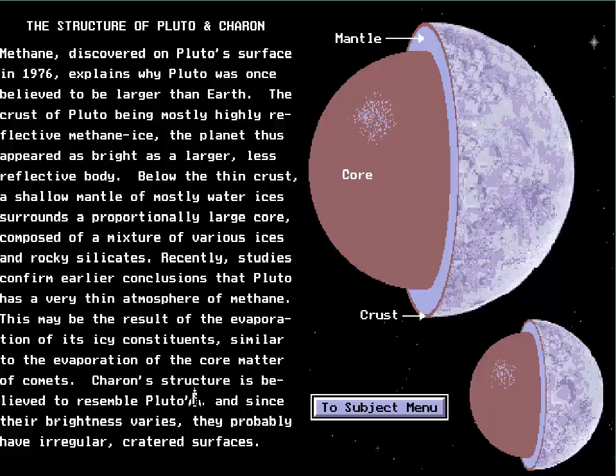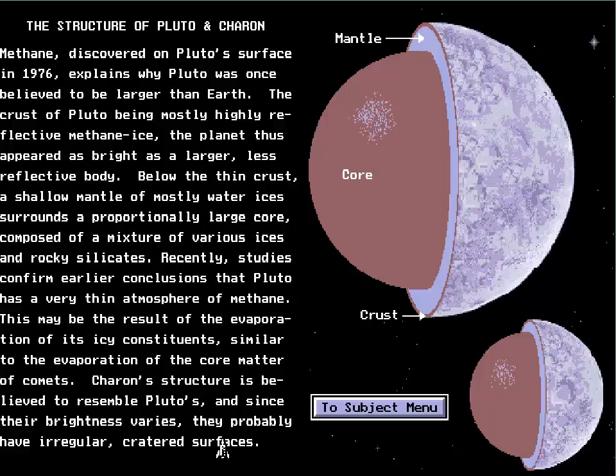So, okay, some interesting information here. I know with the atmosphere and Pluto's orbit, sometimes it gets closer to the sun, and I believe that's what heats up the methane snow and does create an atmosphere.